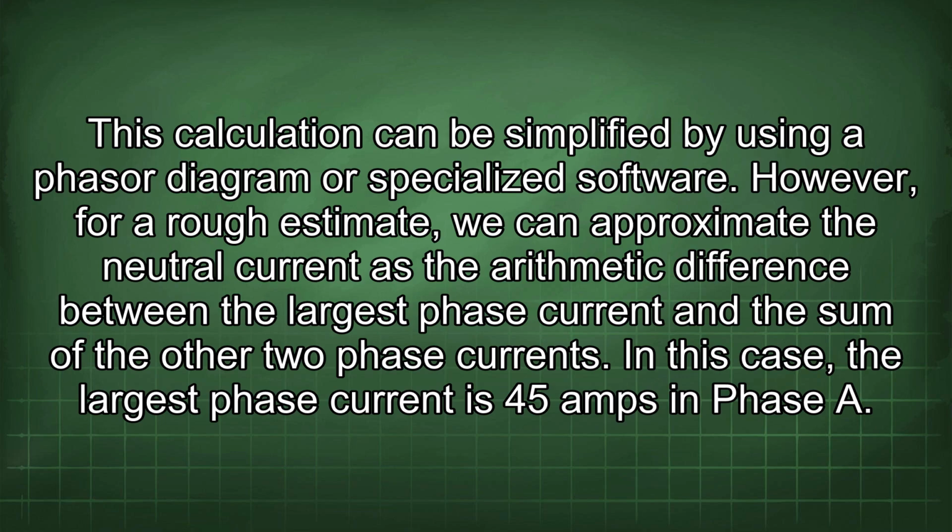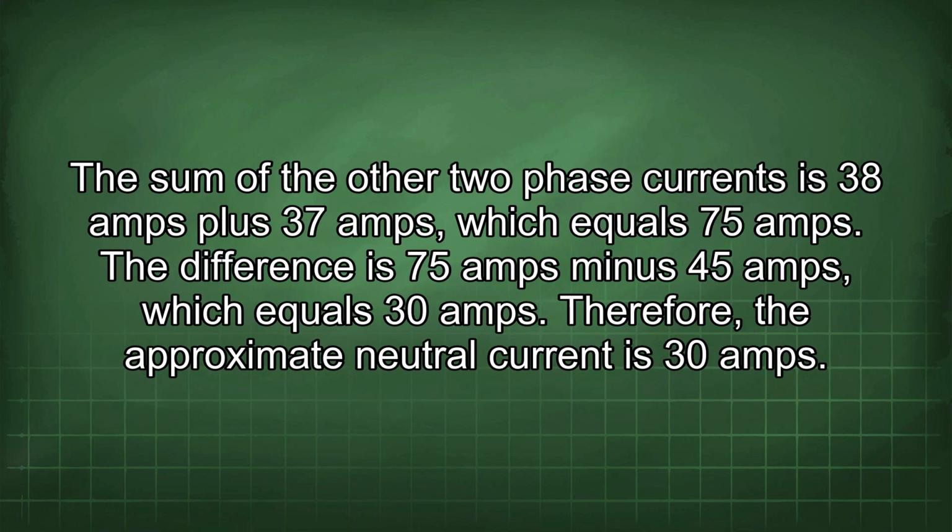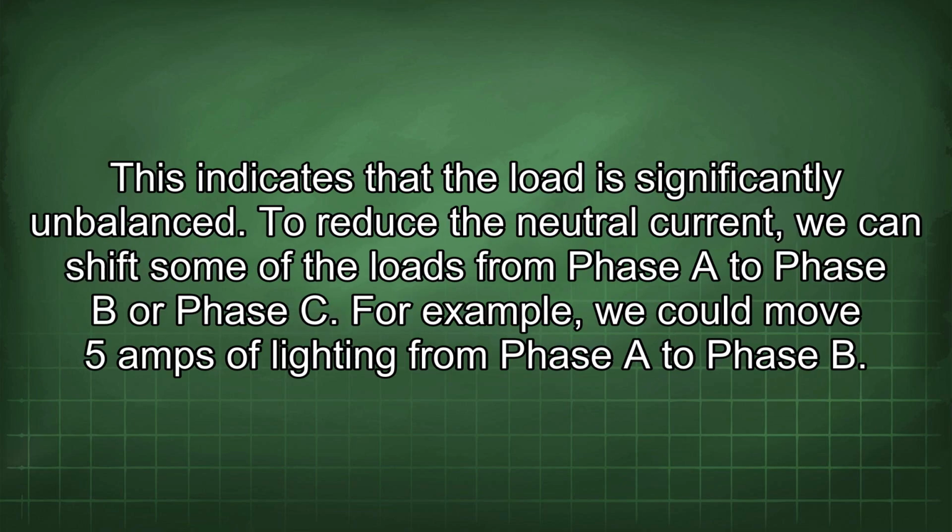In this case, the largest phase current is 45 amps in phase A. The sum of the other two phase currents is 38 amps plus 37 amps, which equals 75 amps. The difference is 75 amps minus 45 amps, which equals 30 amps. Therefore, the approximate neutral current is 30 amps. This indicates that the load is significantly unbalanced.